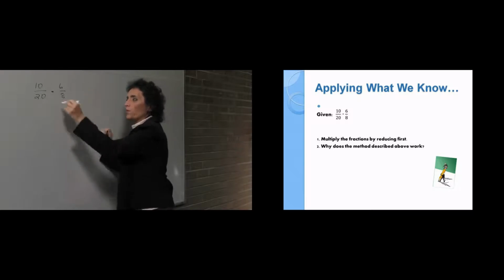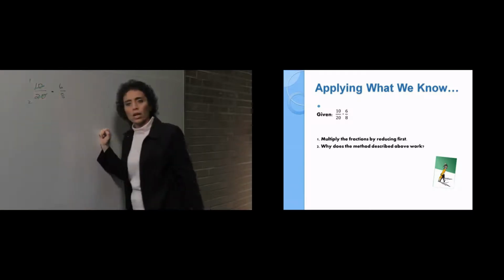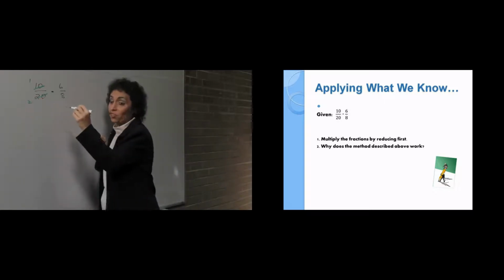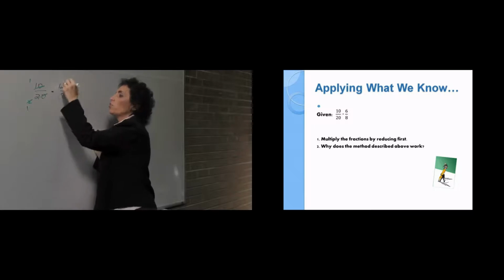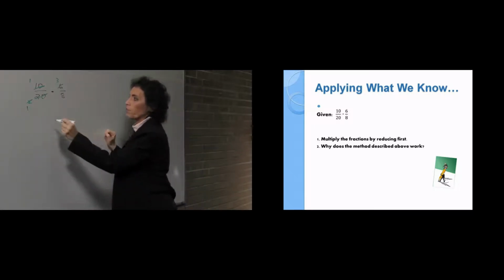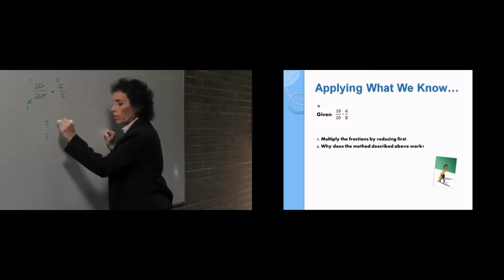I know you hate to go up and down, so I'm going to go up and down. 10 goes into 10 once, 10 goes into 20 twice. Now I'm going to go diagonally just because I want to do something else. I live on the edge. Okay, 2 goes into 2 once, 2 goes into 6 3 times. And I get 3/8. Right, that's it. That's the answer to that problem.